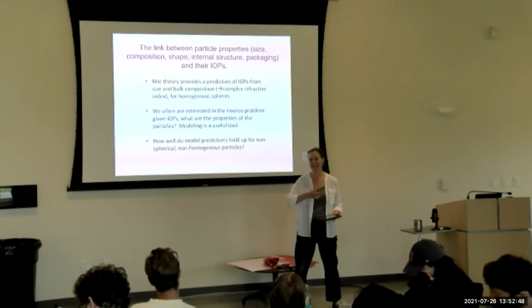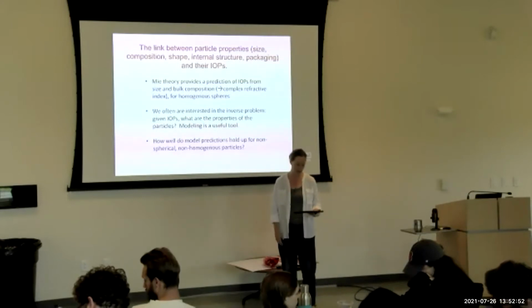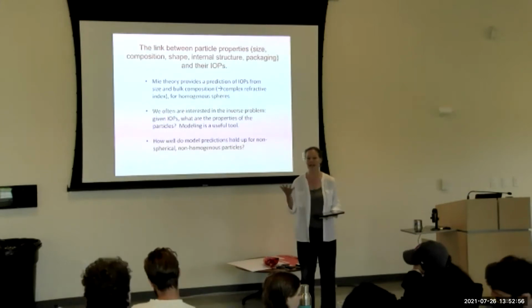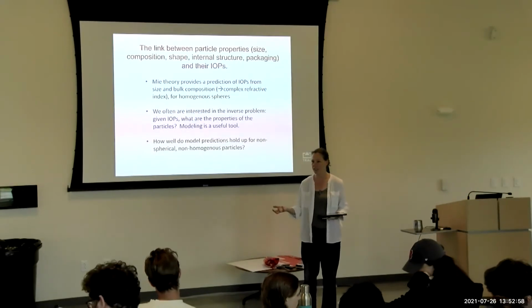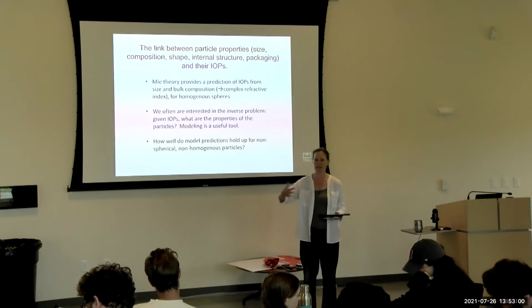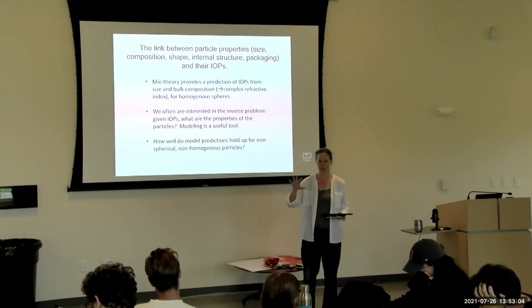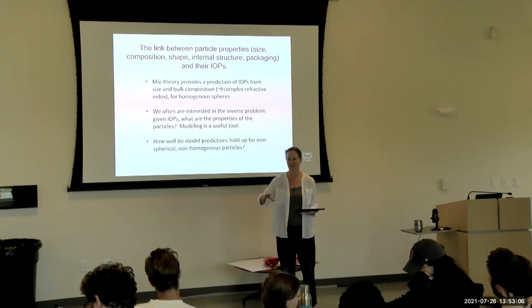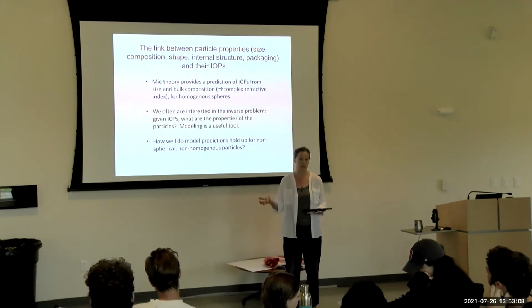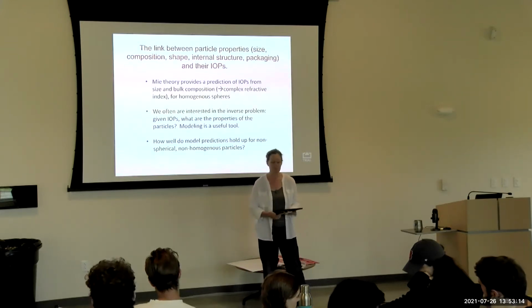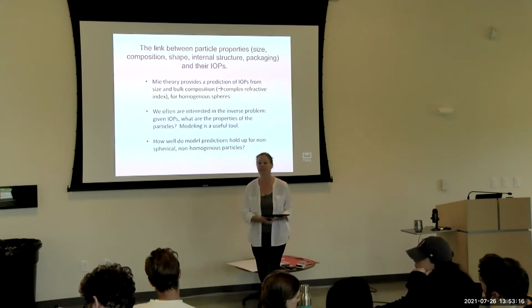Going from their size and their bulk composition, which we represent as their real and imaginary refractive indices, their complex refractive indices. And it's valid for homogeneous spheres with collimated incident irradiance on them, right? So it's valid for this very idealized situation that may or may not actually correspond to what we see in the ocean.